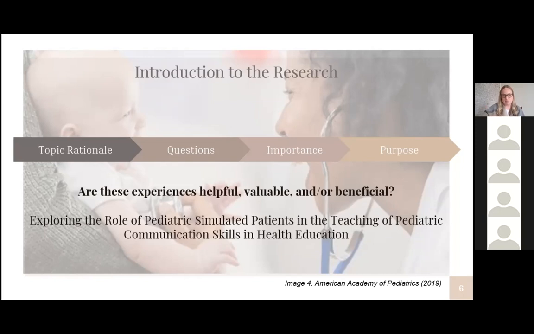So the purpose of my study was really to foundationally explore the role of pediatric simulated patients in pediatric training for health education learners. And I even went a step further to explore their role in the teaching of pediatric communication skills. Often our programs have objectives surrounding pediatric communication, and that can sometimes be tricky to teach with children, especially if they're not at the age of talking. So I wanted to know how these experiences were impacting our learners, and whether it was positive, negative, or anything in between.